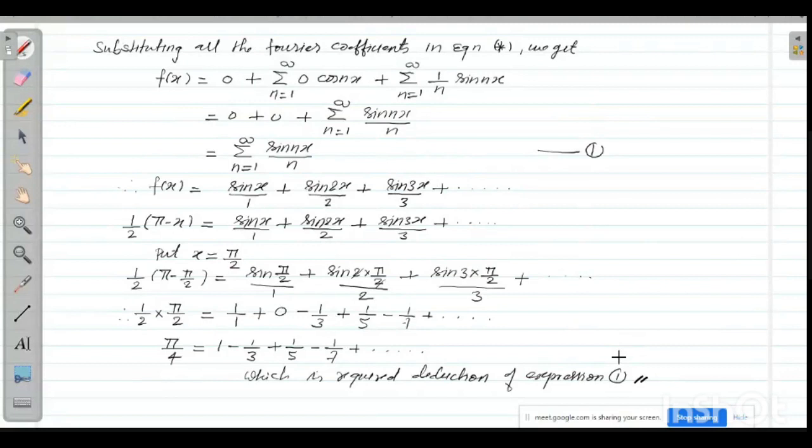Yes, sir. Is this simple or difficult? Simple hai sir. Haan, simple tha, aasaan tha.